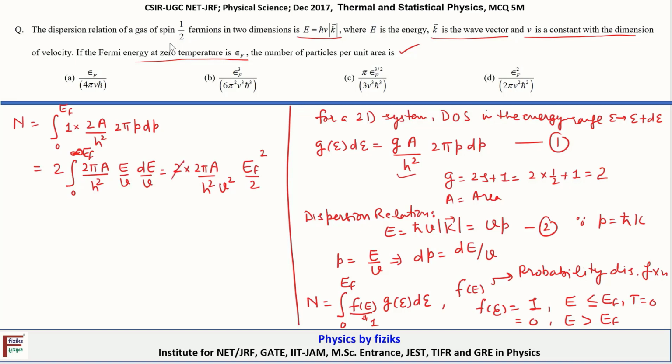So some of the terms will cancel. Here we are having h square upon 2 pi, so we are going to multiply by 2 pi in both the numerator and denominator, so that we obtain from this equation, bringing A to the left hand side.